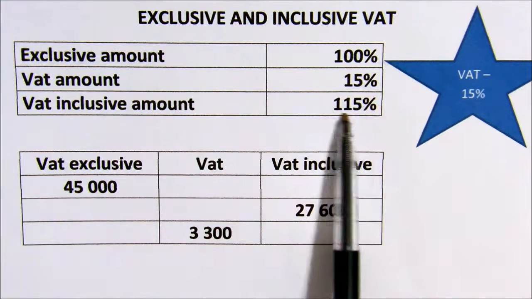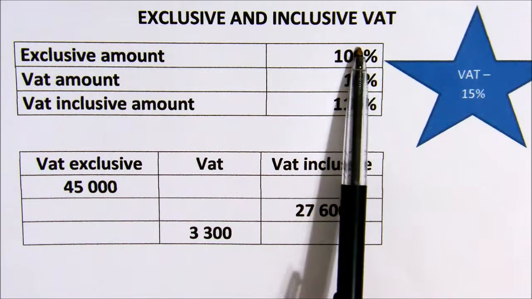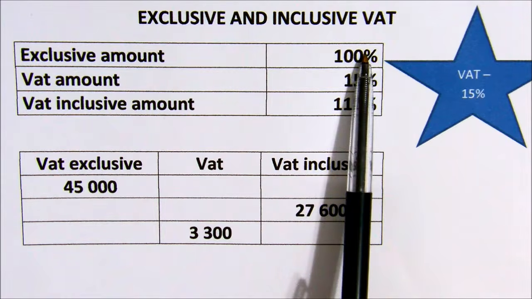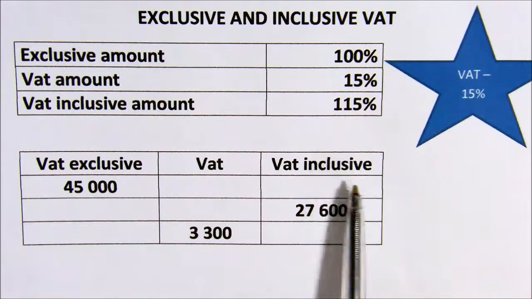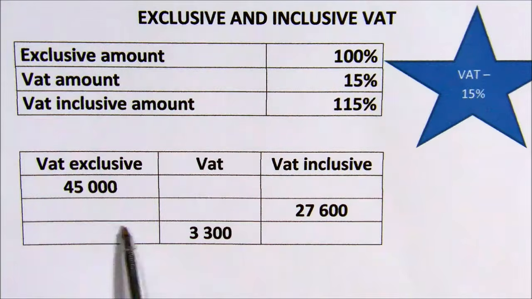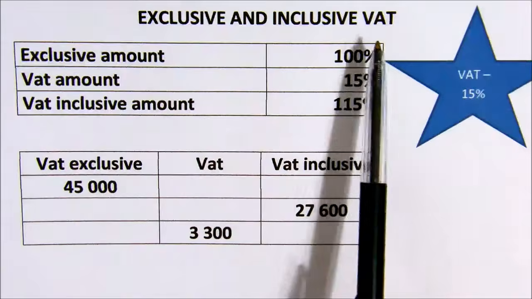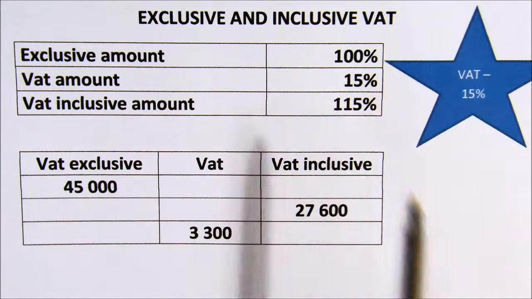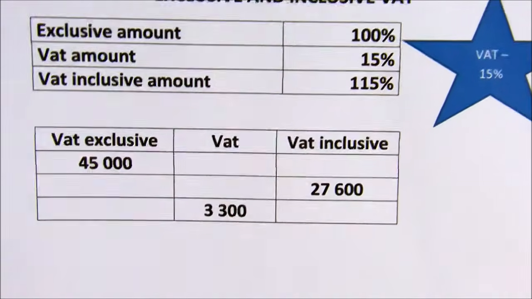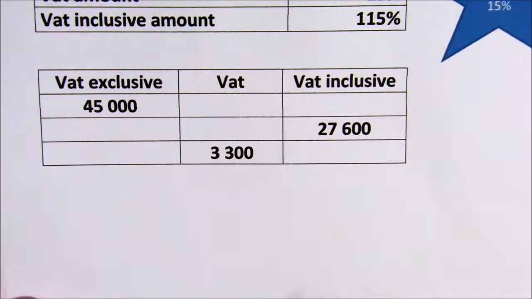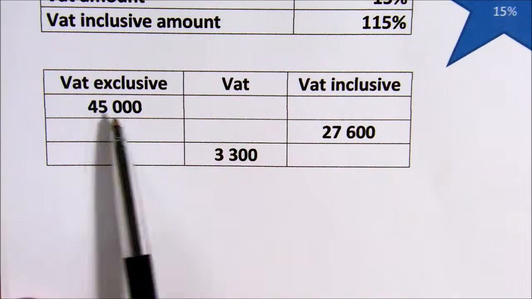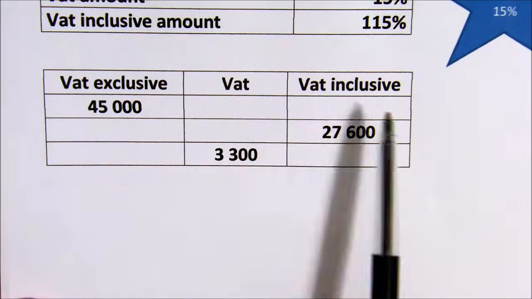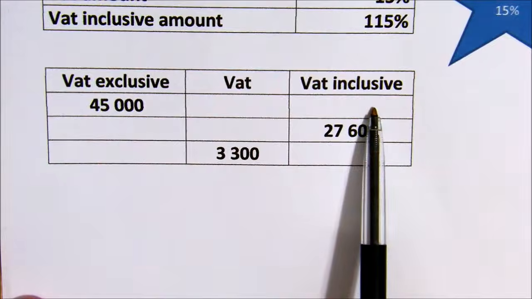Now that's a very important concept, that you understand the difference between the exclusive and the inclusive. Because when you are given figures and you are asked to calculate, it all hinges on this. So let's take a look and let's see what I mean by that. If you are given the exclusive amount of 45,000 and they ask you to find the VAT amount, and or they ask you to find the inclusive of VAT amount.